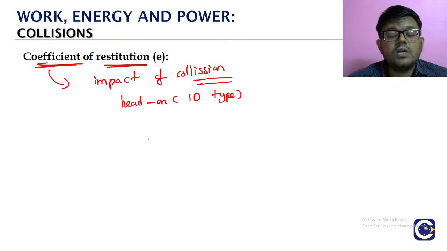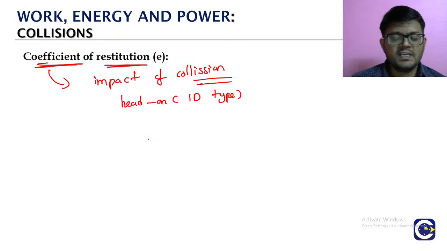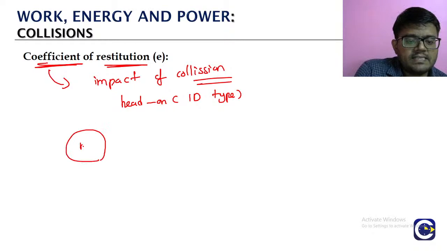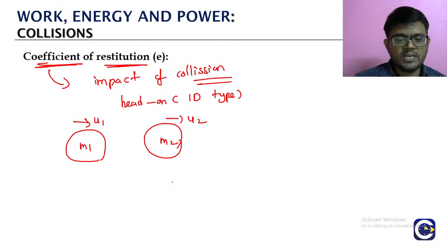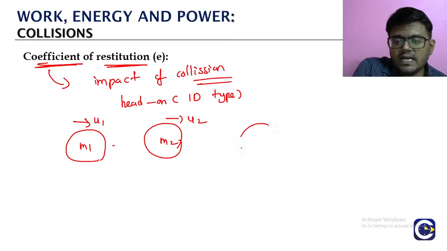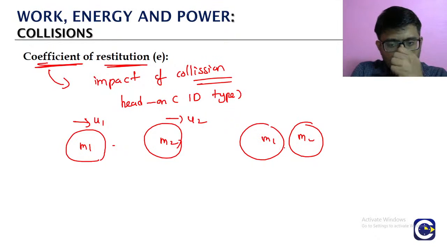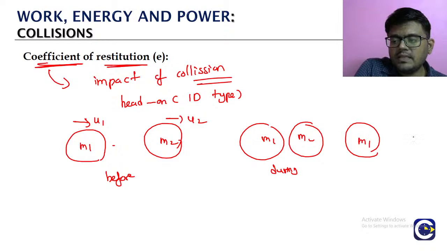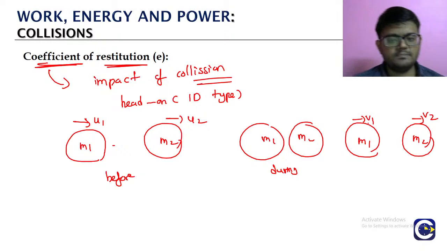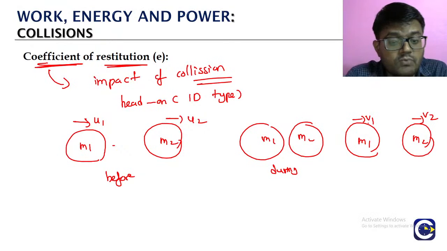So what is this coefficient of restitution? When we talk about a collision, let's say there is a mass m1 and this is the mass m2, with initial velocities u1 and u2. They move and we will see the collision time. Both of them will come to the same point. This is before, this is during the collision. After the collision is over, m2 is going to go with velocity v2 and m1 will have velocity v1. This is the typical collision. We are looking at a 1D type of collision.